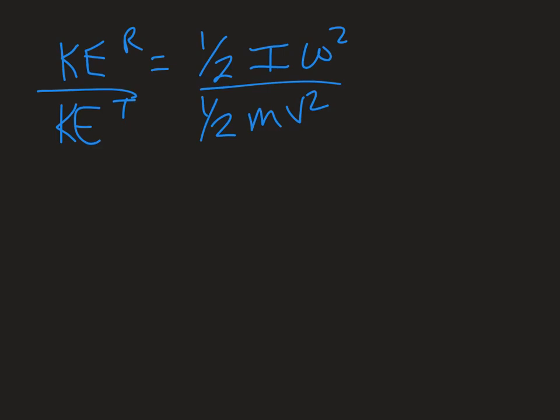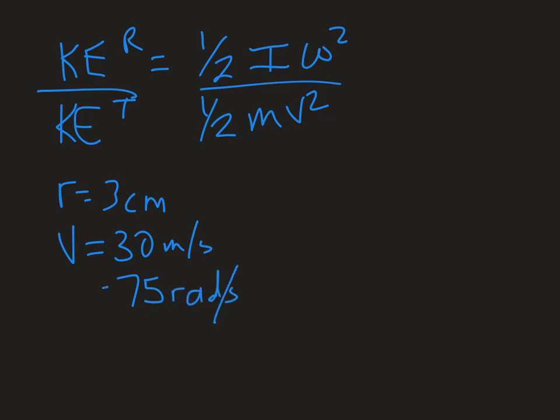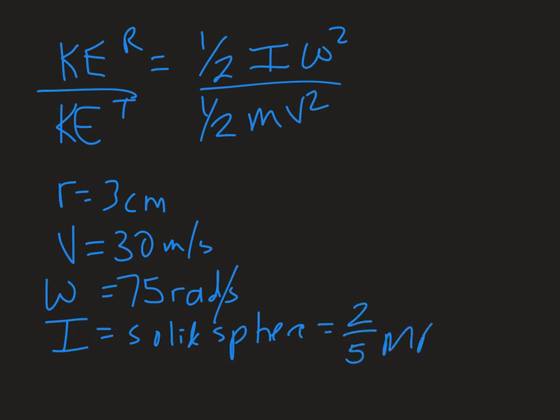They told us that the radius of the snowball was 3 centimeters, which we'll probably need to convert. They told us the velocity of the snowball was 30 meters per second, meaning that is our translational velocity. And they told us that the ball spins about its axis at 75 rads per second, which would be our angular velocity. I'll also recognize that a snowball is a solid sphere if it's tightly packed, meaning that it will have a moment of inertia of 2/5 mr squared.